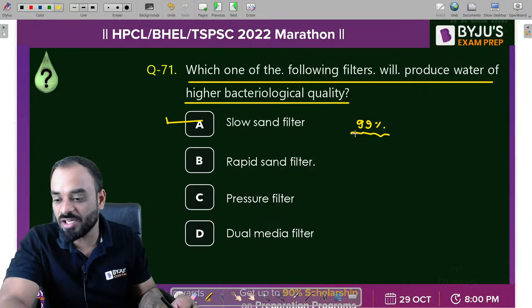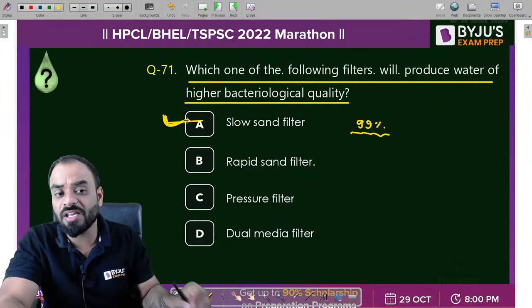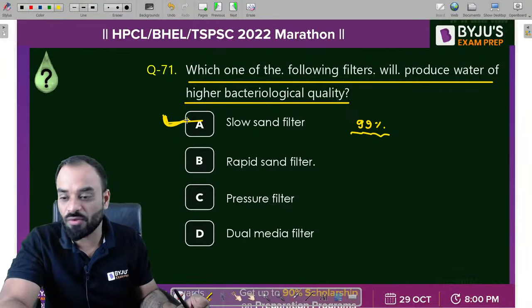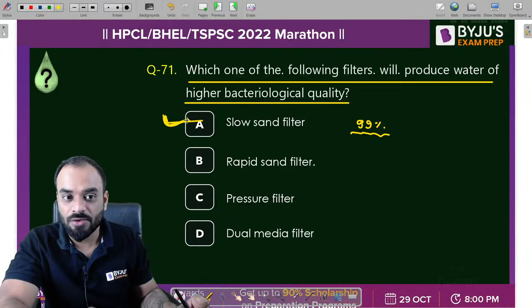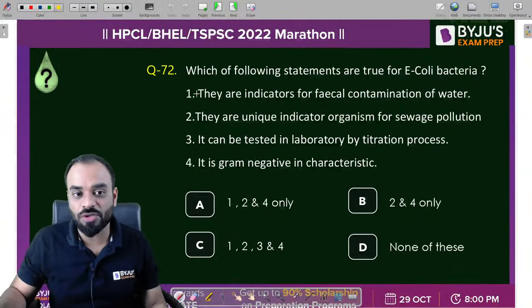Not dual media filter. The slow sand filter will give very high quality of water. Very high quality of water. Clear? Okay. Let's move to the next question. Kindly read it and let me know the answer, guys.